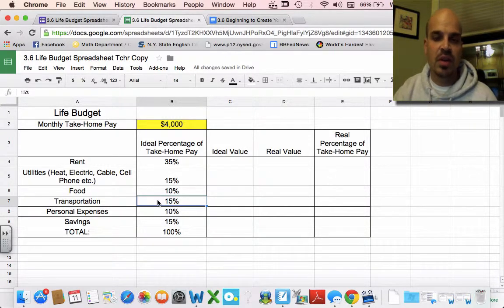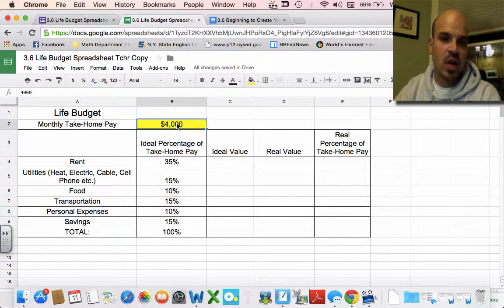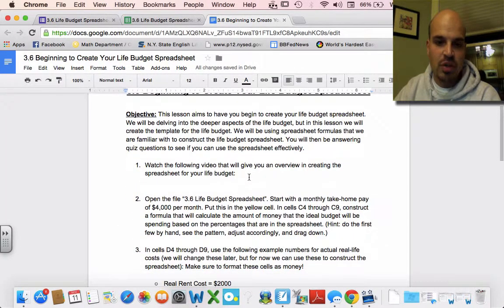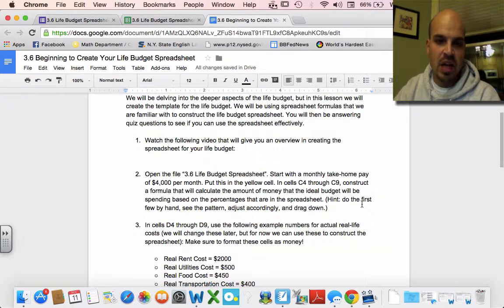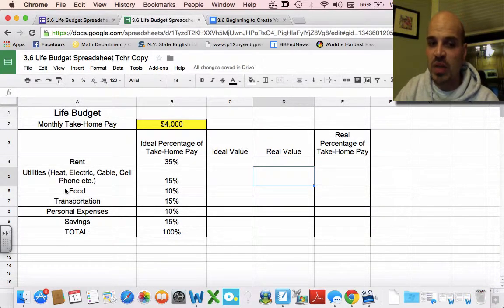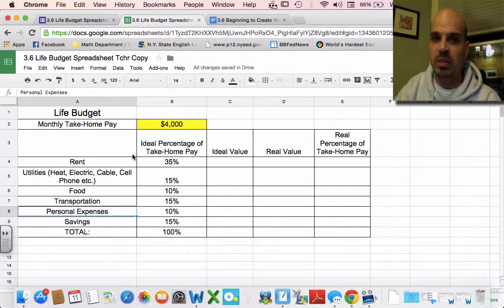So just to give you an idea of what the tasks are, you're going to be calculating the ideal values based on at first a $4,000 take-home pay. So you're going to be coming up with formulas for the ideal values in here. And that's basically step 2. Step 3 is I've given you some real values just as examples. And eventually what we're going to be doing is we're going to be using your real values. So obviously you're going to have a real value for rent. We're going to come up with estimates for real values for utilities, food, transportation, personal expenses, and things like that.